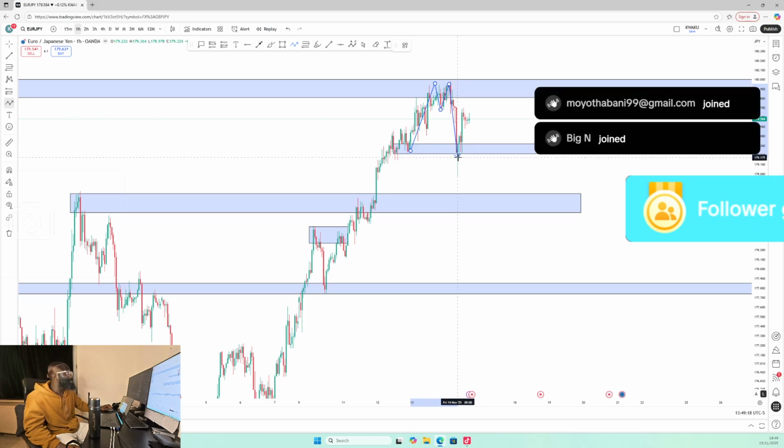Now, if price will continue pulling back, I'm expecting price not to break this resistance. So price has pulled back here. I'm expecting the next drop here. If price does pull back again and fail to break this resistance, I'll be looking for a sell opportunity back to this one support.